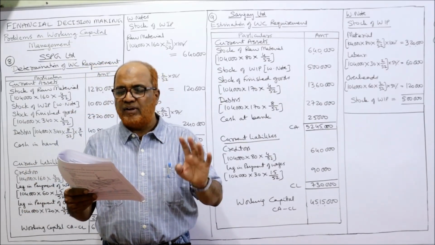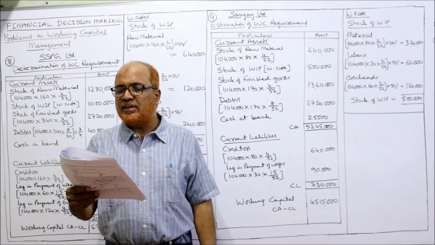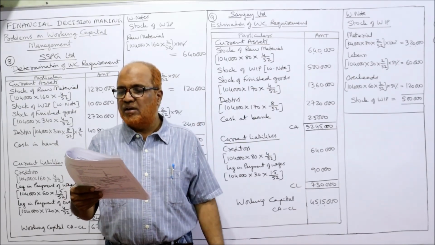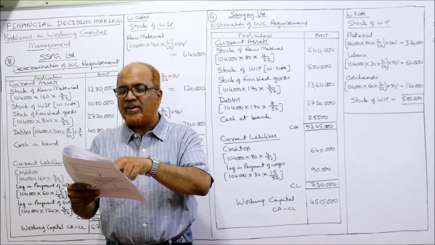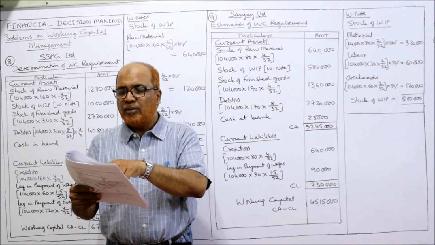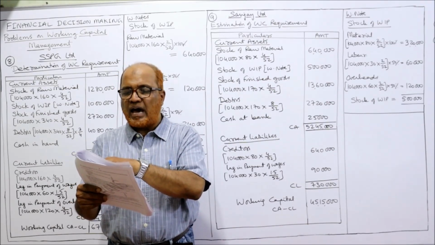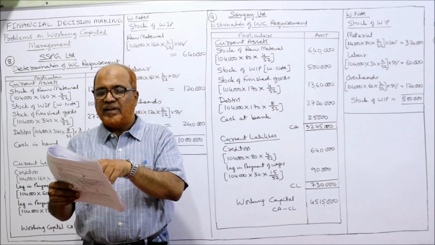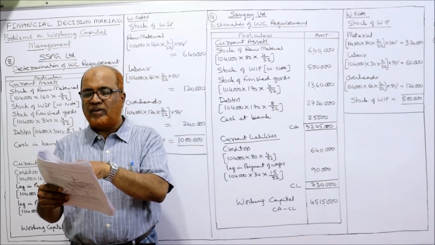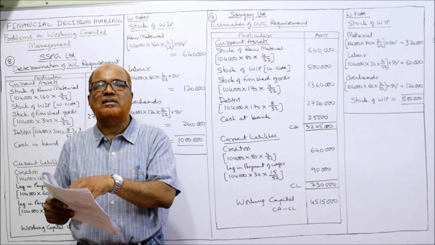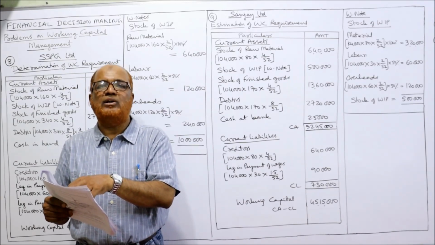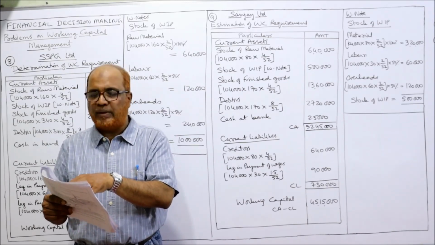Selling price 200, we don't require. Level of activity is 1,04,000 units. Raw material in stock average 4 weeks. Work in progress, assume 50% completion stage, average 2 weeks. Finished goods in stock on an average 4 weeks. So all the items are given in weeks, so we take denominator 52. Year consists of 52 weeks.